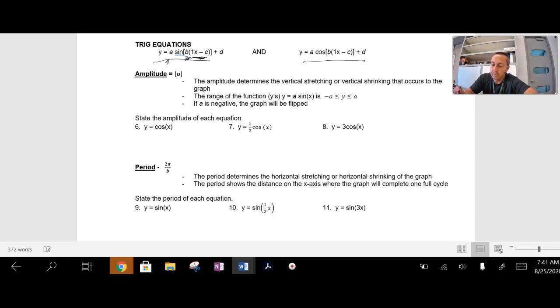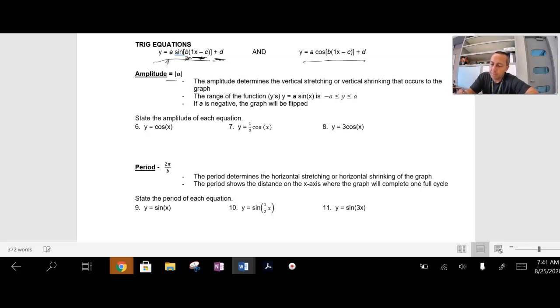So if we add or subtract something from x, if you remember with parabolas, absolute value graphs, trig graphs, that's a horizontal shift. And if we tack on a constant at the end, again, with parabolas, absolute values, trig graphs, any graph really, exponentials, that's a vertical shift.